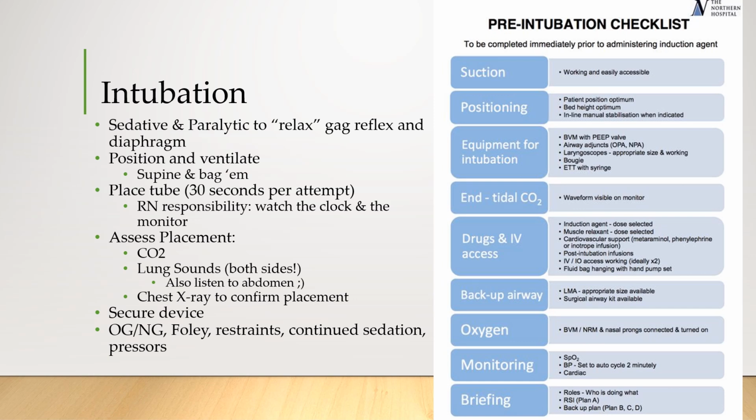So those are the 5 steps. Let me go through them again just to make sure you got them. Sedate the patient, 100% O2, inflate the cuff after the ET tube has been put in place, attach the CO2 detector to make sure we're getting CO2 back, and a chest x-ray for final confirmation.